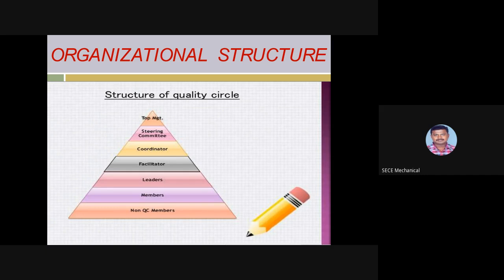Next is the members of quality circle should meet regularly once in a week for an hour after their working hours or during working hours to discuss the problems related to their work and find solutions to the problem. Okay. So the quality circle members will meet once in a week.